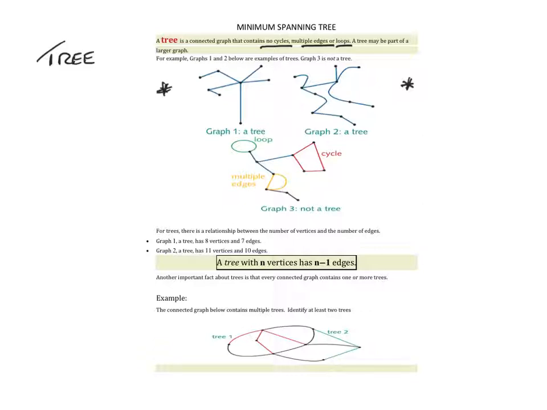This one down here cannot be a tree. You can already see a loop, a cycle, a multiple edge. So it has all three of them. So it is not considered to be a tree.